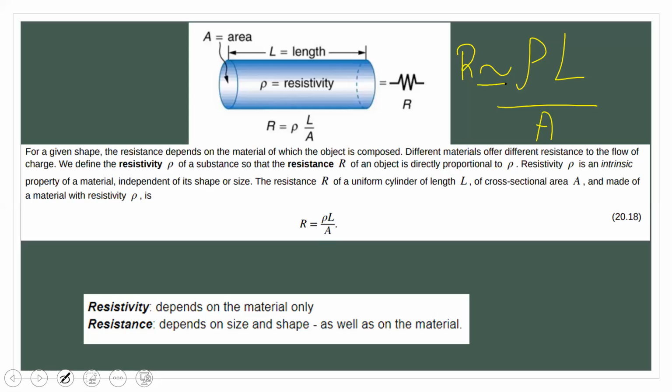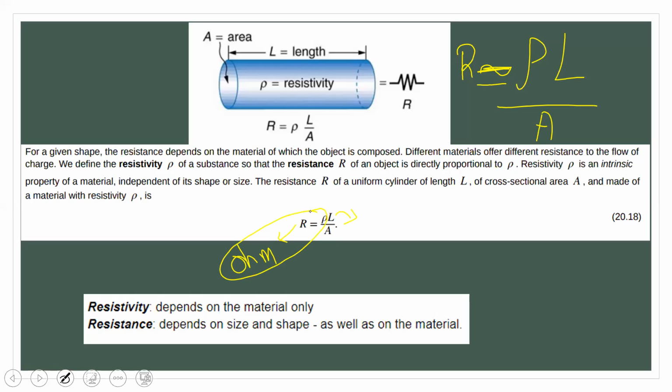rho L over A, where rho is the resistivity, L is the length, and A is the area. The unit of R is the ohm. L is in millimeter, A is in square millimeter, but R here is in ohm.